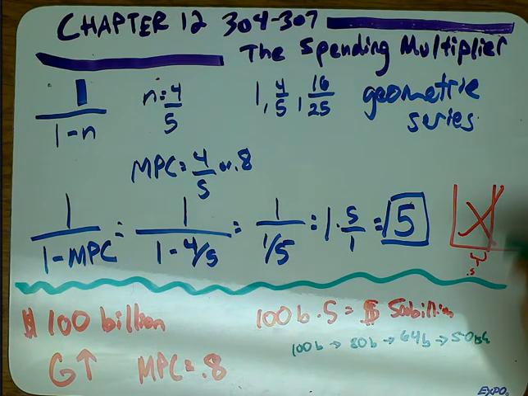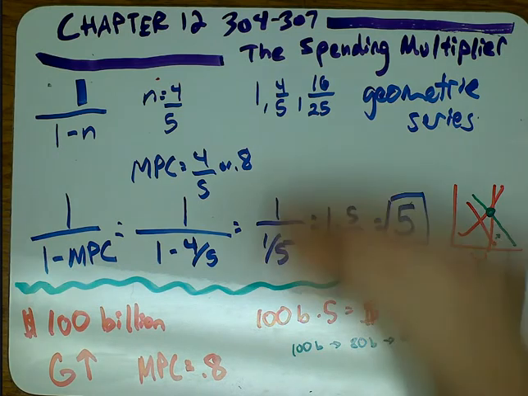So when the government increases its spending, we see an increase in aggregate demand, right? That's going to have an impact on our aggregate supply and demand graph, and it will have a $500 billion impact. So that's how the multiplier works.